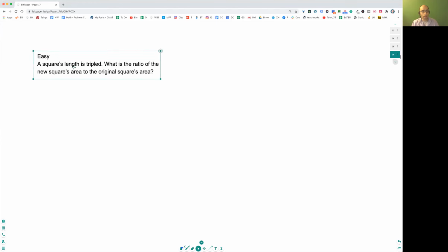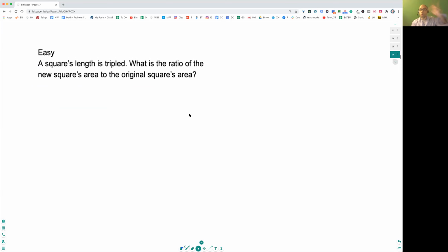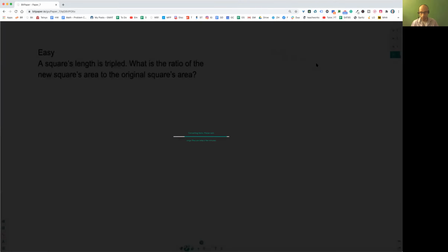Remember, our square's length is tripled, okay? So always take the original length to be 1, okay? So if its original length is 1, then what is the length of the new square? So think about it. Okay, think about that problem. Great. Great. People are answering it in the private. Very good. Yes. Yes.